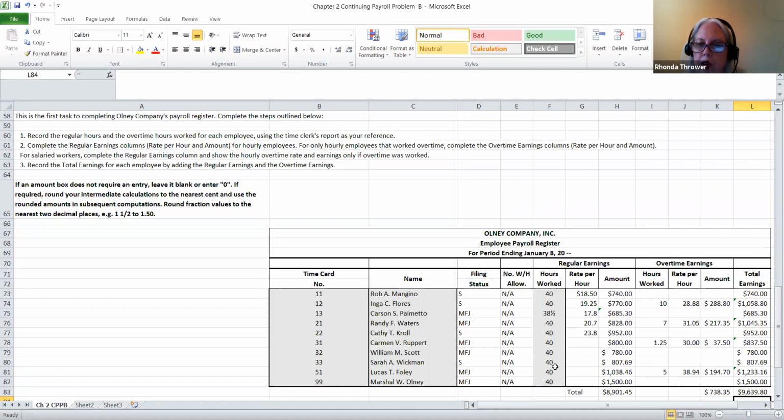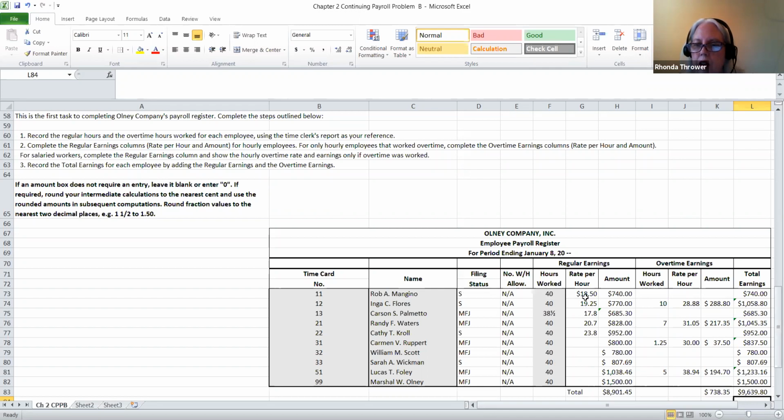The rest of these, we're considering 40 hours a normal work week, and anything above 40 hours, they would pay at time and a half the regular rate. So for Rob, the first one that we're looking at, he worked a total of 40 hours. There was no overtime that we'd have to calculate for him.